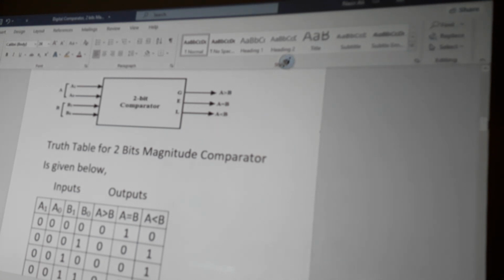In the first row, we have 0, 0, 0, 0, and clearly these two numbers are equal, and therefore we will write one state in the column A is equal to B and 0, 0 state in the other two columns. In the second row, the input side is 0, 0, 0, 1. Clearly the number B is greater than A, and therefore in the column A is less than B, we will write one state and 0, 0 state in the other two columns. So in this way the whole truth table is drawn.